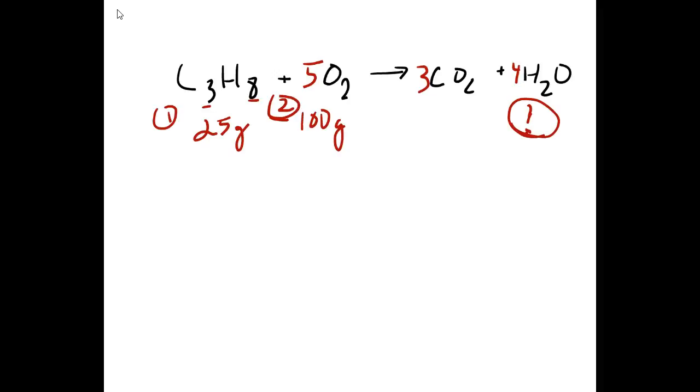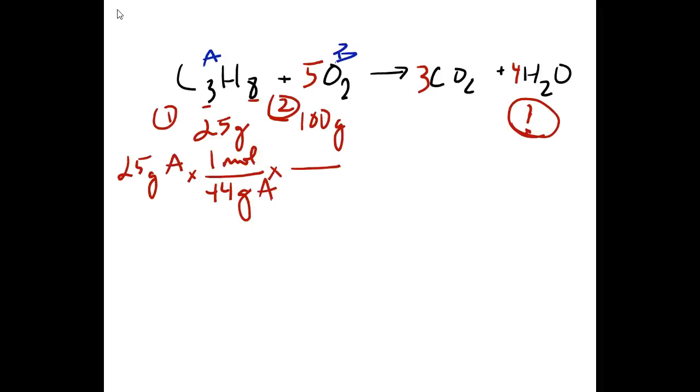Okay, so starting with the propane, I'm going to say that I've got 25 grams of propane. I'm just going to call this A. I'm going to call this B just to simplify things for me. So 25 grams of A, and I want to convert that into moles. So the molar mass of propane: 8 hydrogens, so 8 plus 3 times 12, so 36 plus 8 gives me 44 grams of propane in 1 mole of propane.